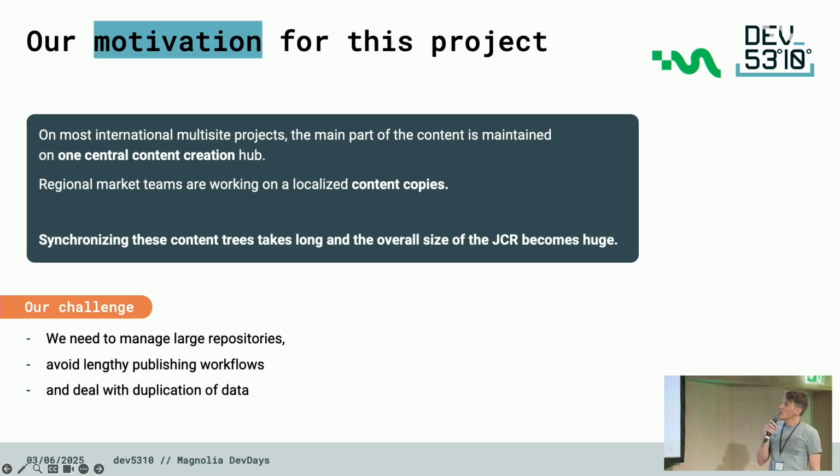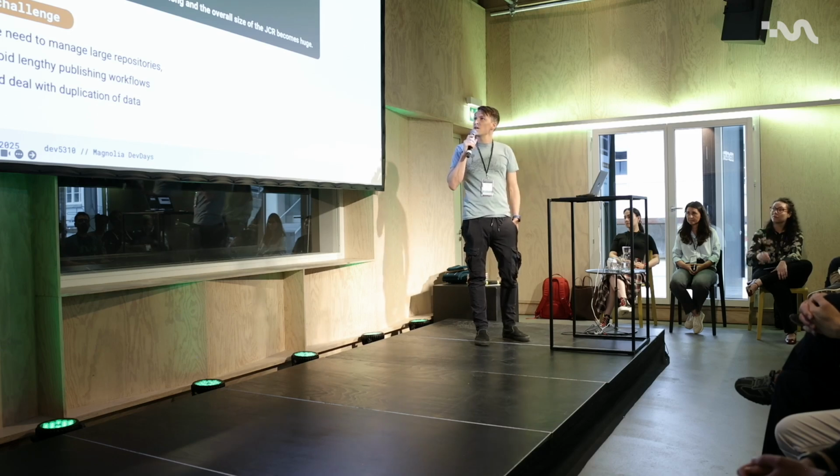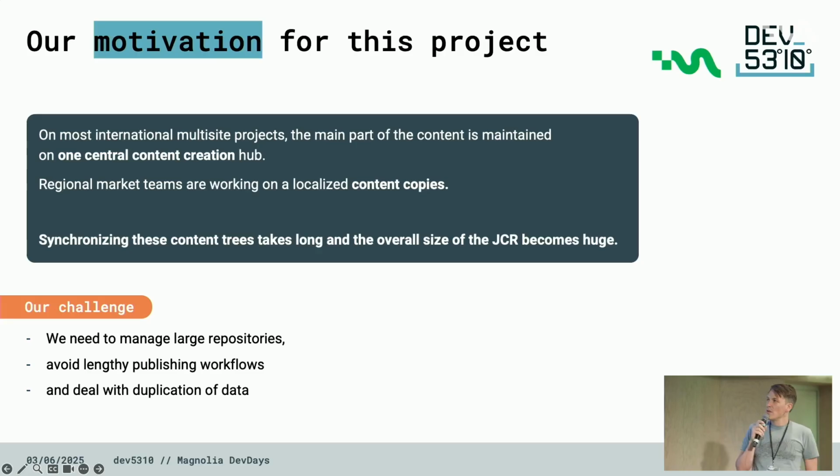But what about content? On most international multi-site projects, the main part of the content is maintained in one central content curation hub. So basically one node that gets copied around. And then we usually have regional market teams working on localized content copies. Synchronizing these content trees takes long, and the overall size of the JCR becomes huge over time.